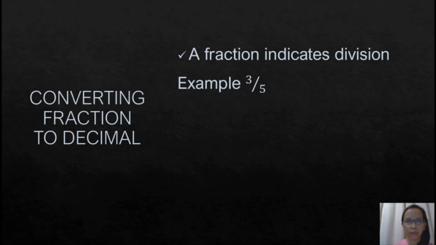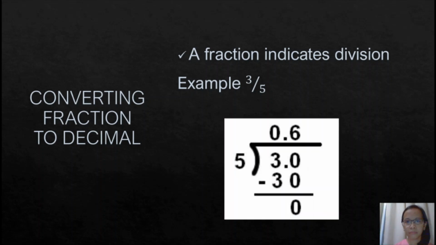Converting fraction to decimal. As we all know, a fraction indicates division. So let's say, for example, the fraction 3/5. How do we convert this to decimal? We simply do division, 3 divided by 5, where 3 is the dividend and 5 is the divisor. So 3 divided by 5 is 0.6. 3/5 converted to decimal is equal to 0.6.